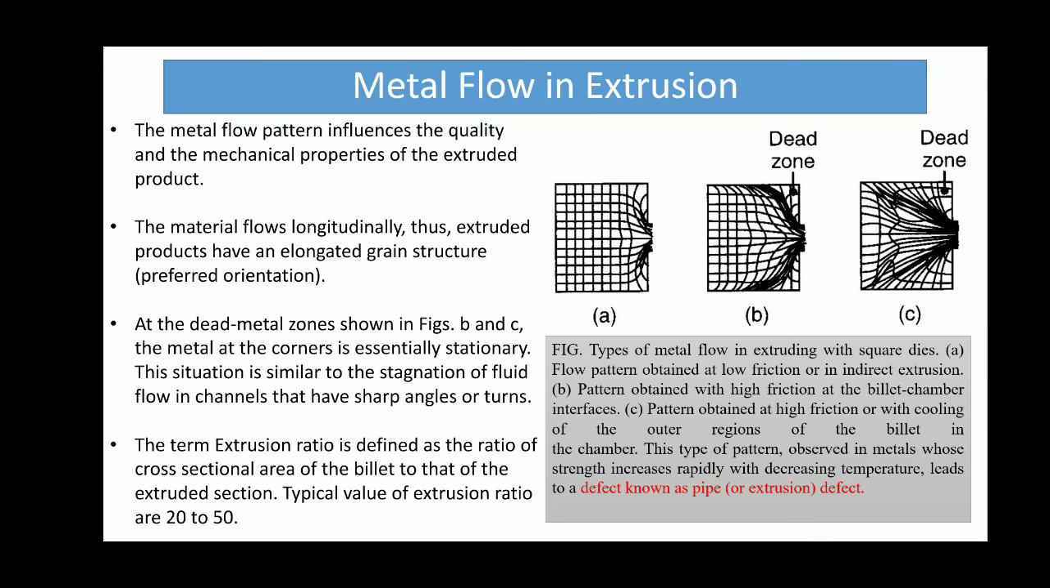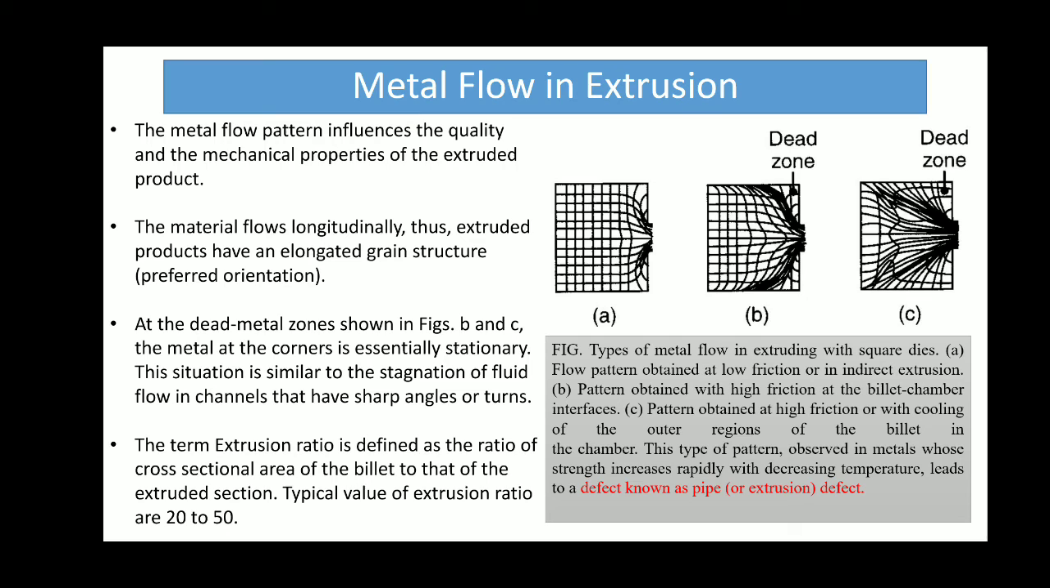Now how is the metal flowing in extrusion? The metal flow pattern generally influences the quality and the mechanical properties of the extrusion product, as we have already discussed with metal flow and fiber flow. That means we have a preferred orientation, and depending on how it flows, some mechanical properties are also influenced. So metal flow is important.